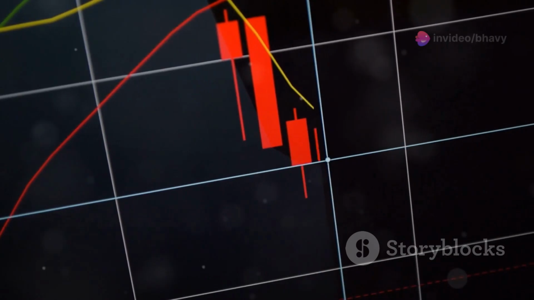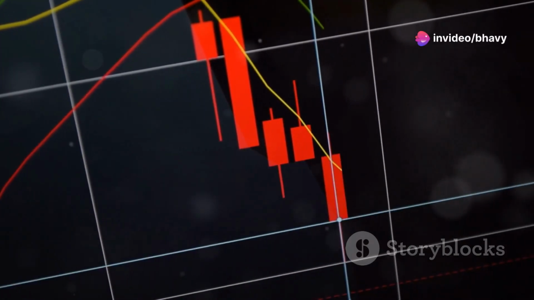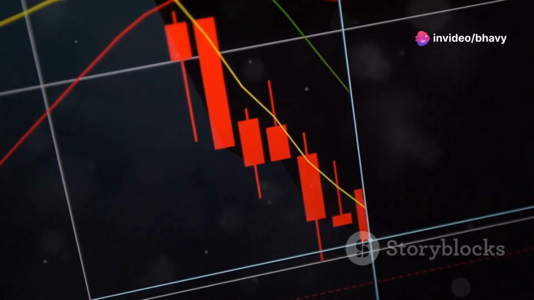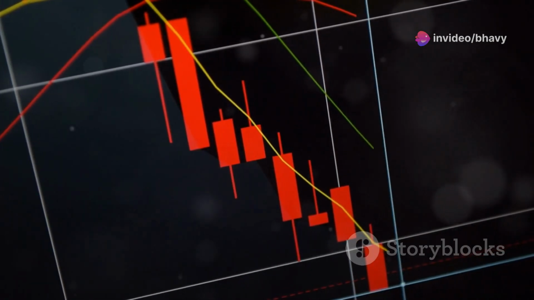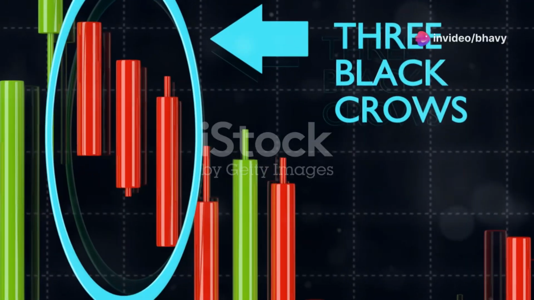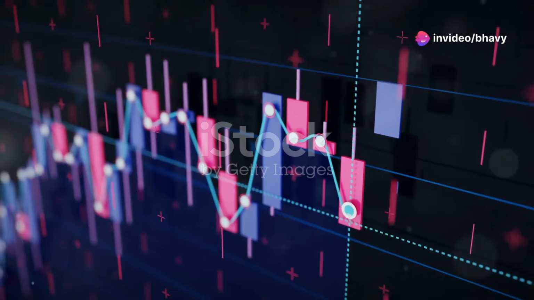Three black crows. The three black crows pattern is the bearish counterpart of the three white soldiers and signals strong selling pressure. It consists of three consecutive long-bodied bearish candlesticks that close near their lows, with each candlestick opening within the body of the previous candle. This pattern indicates a strong downward momentum.